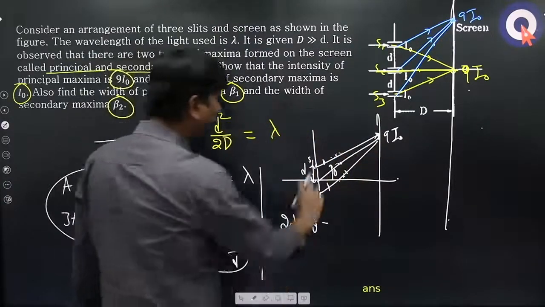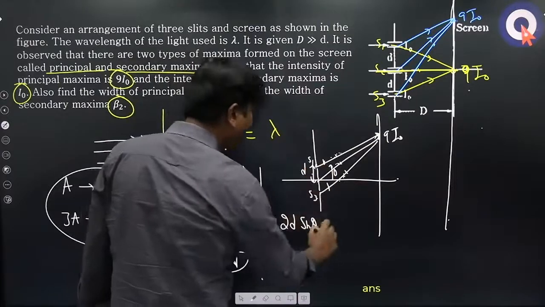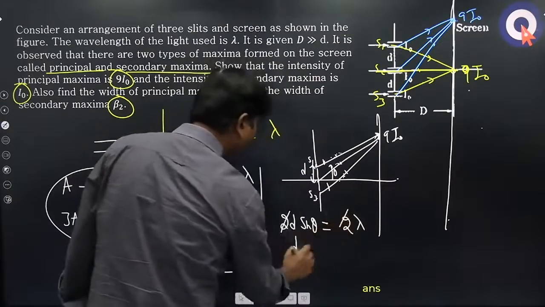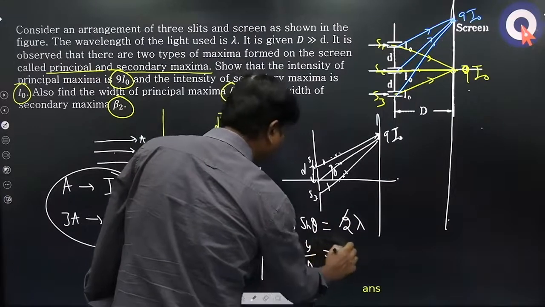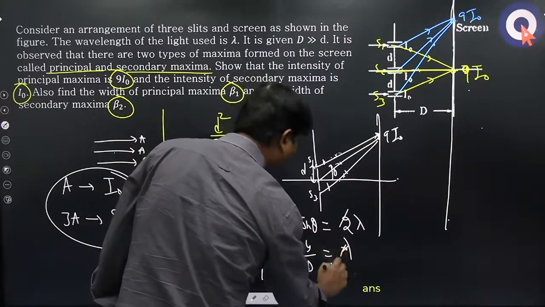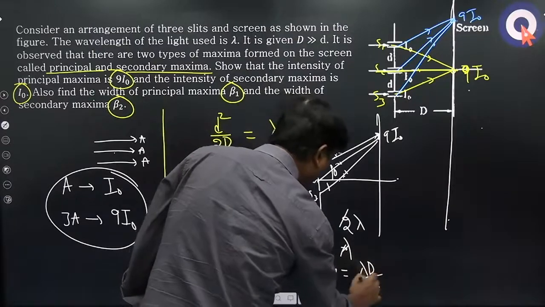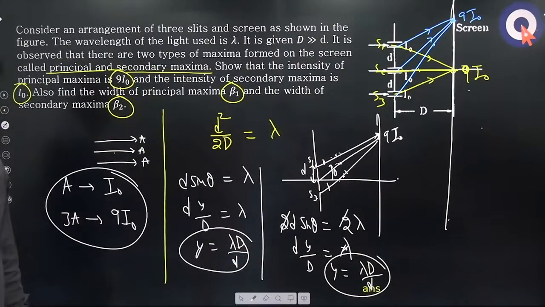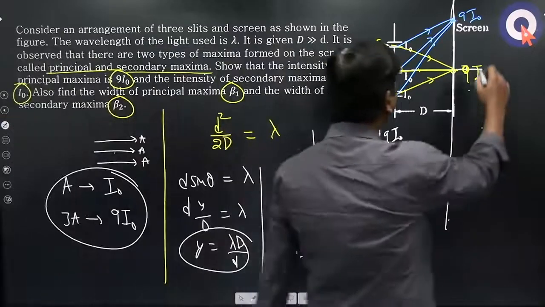Path difference, how do you calculate? Distance between 2d sin theta is equal to 2 lambda. So 2 to cancel. So d into sin theta, which is y by capital D, is equal to lambda. So what is y value? Lambda capital D by small d. Same. Either you do like this or like this. Means the same. Right or not? So this is a y value.